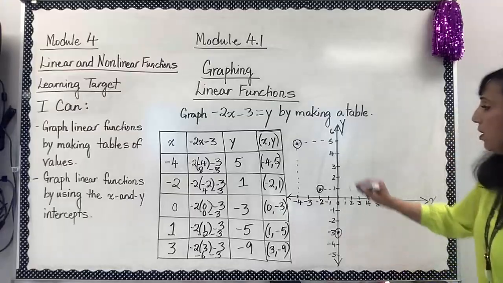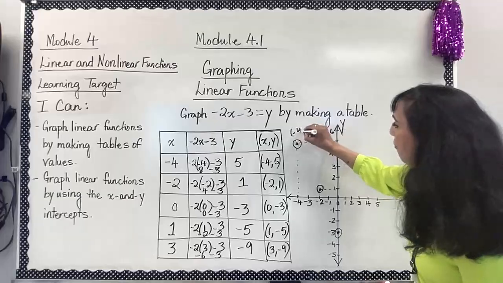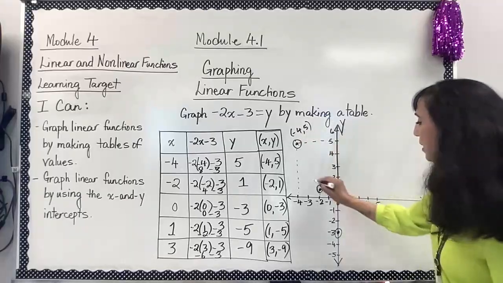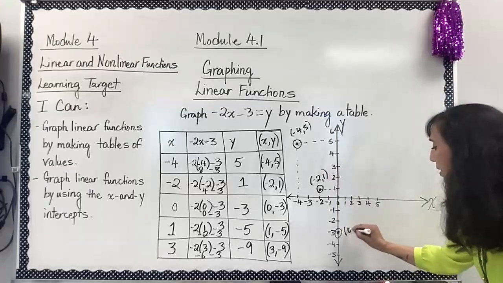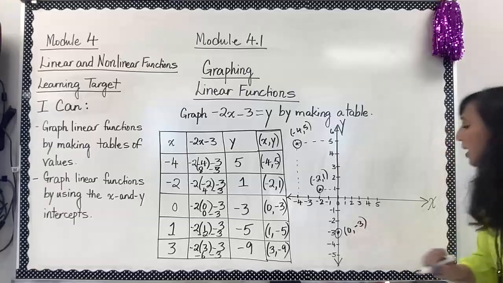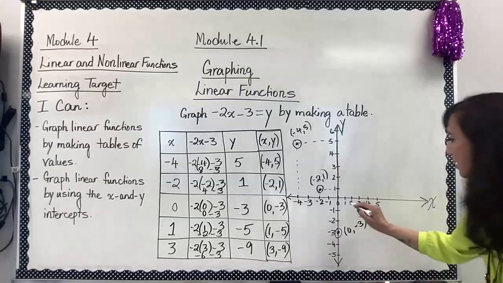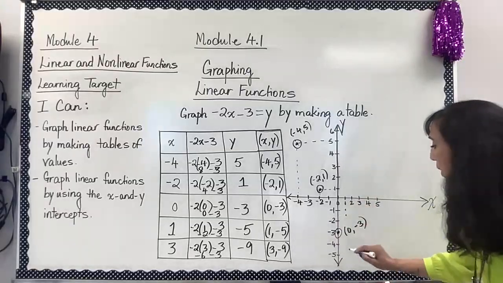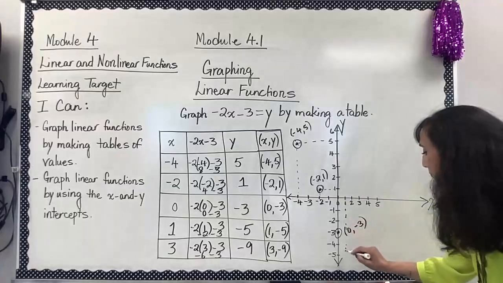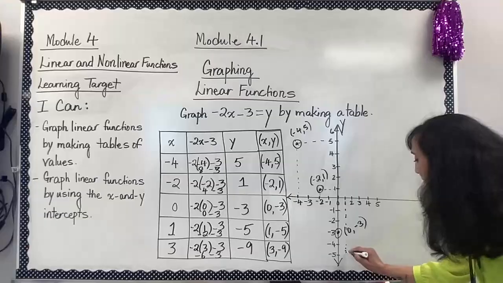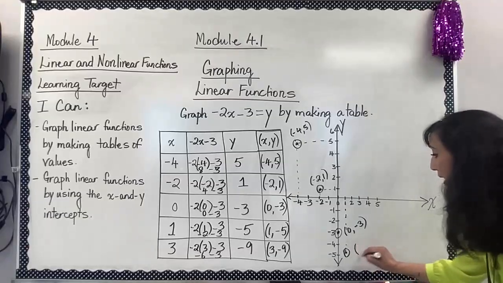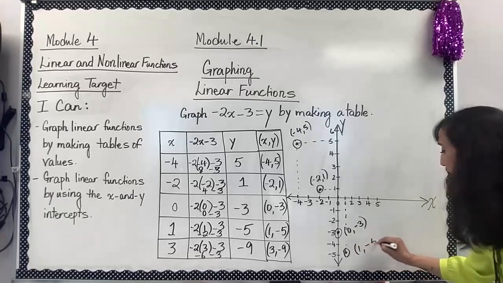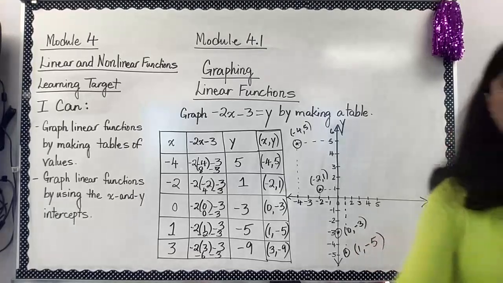Okay? So once again, this is negative 4, 5. This is negative 2, 1. This is 0, negative 3. Then it's saying when x is 1, y is negative 5. Okay, y is negative 5. So we have 1 and negative 5.